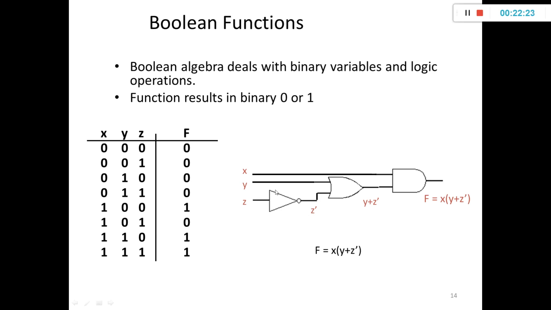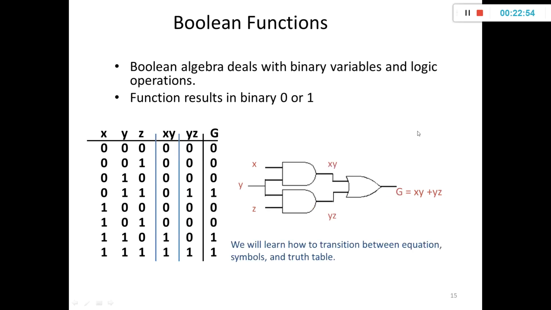Next, y is the other input to this OR gate. So what do we get at the output of the OR gate? We get y plus z bar. Next, this is x. X ANDed with y plus z bar gives the output f equal to x AND y plus z bar. So this is what you have to try to do. What we learned from this slide is, given a truth table, we can write the boolean expression and draw the logic network for it.